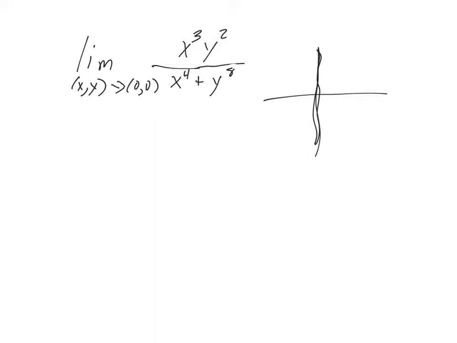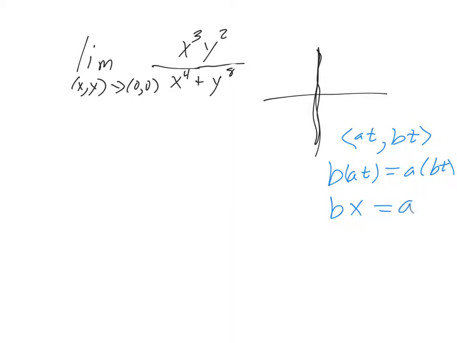So next, I want to look at what happens if we look at straight lines going towards the origin. And so if we take the vector function at, bt, well, this means that if I do b times at, that's equal to a times bt, because we can rearrange the multiplication. And so this means that bx is equal to ay, and so we can think about this as being b over a times x is equal to y, so long as a is not 0. And so by choosing different values of b and a, we actually can get any slope that we want here. And so by just leaving a and b as variables, this in some sense is trying all the possible lines through the origin at once.